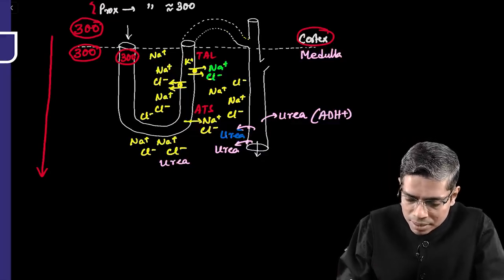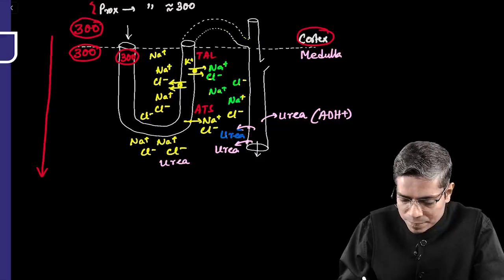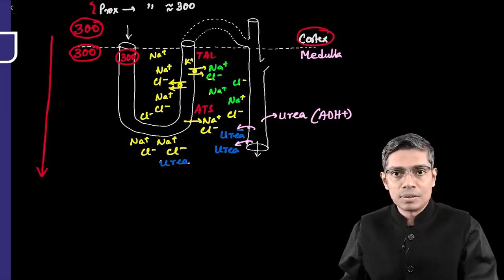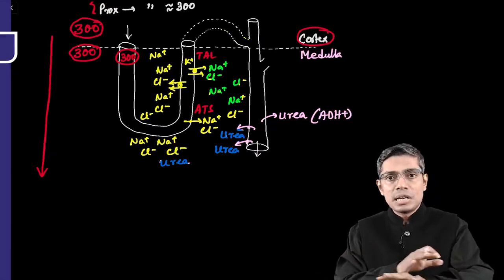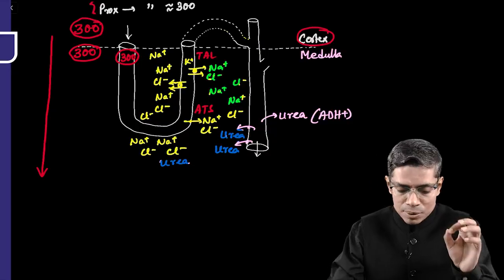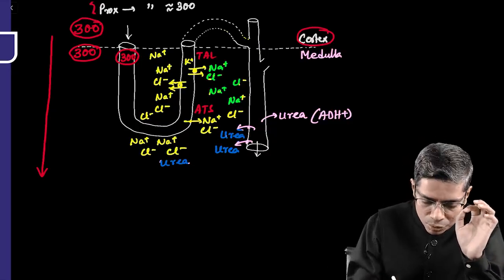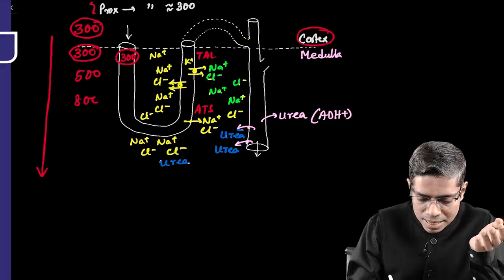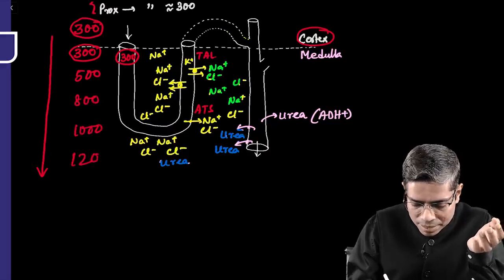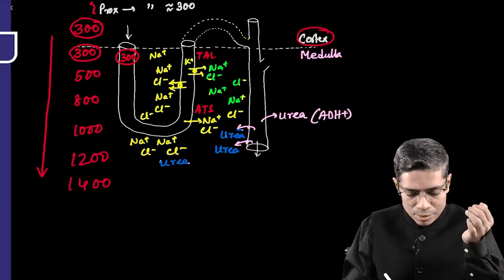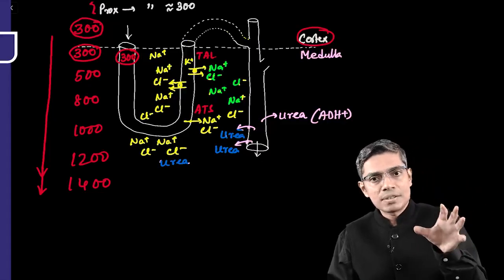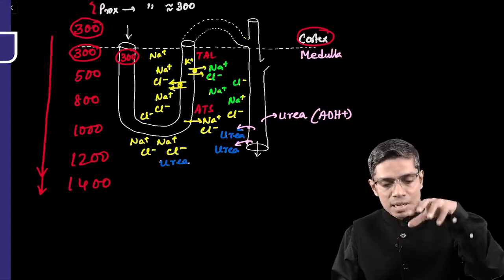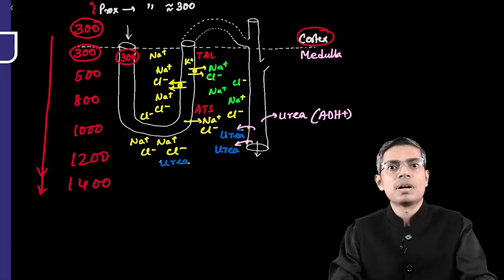Because in the upper part there is only sodium and chloride, but if you enter the medullary collecting duct region, you are getting urea along with sodium and chloride. That's why this hypertonicity will not be homogeneous in every part of the medulla. If you go from cortex towards the medulla, the tonicity will rise gradually, for example 300, then 500, then 800, then 1000, then 1200, then 1400. This way the tonicity will increase gradually from cortex towards the medulla. This increment is due to sodium, chloride and urea. Urea is only present at the inner part of the medulla.